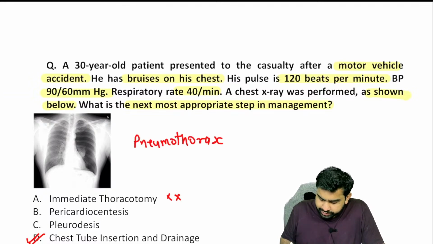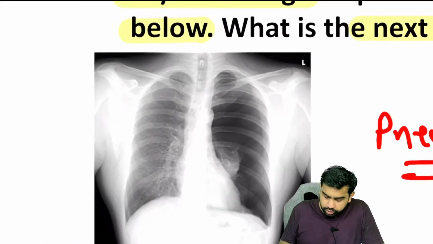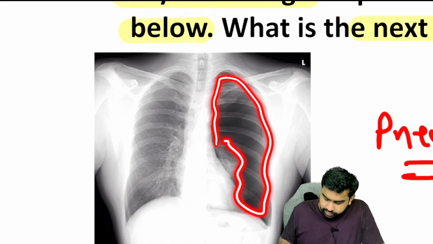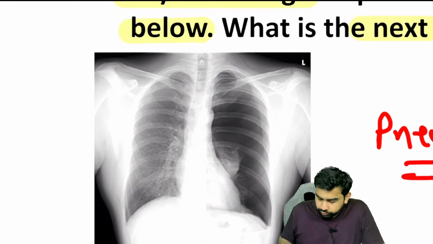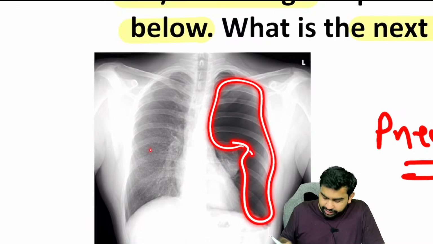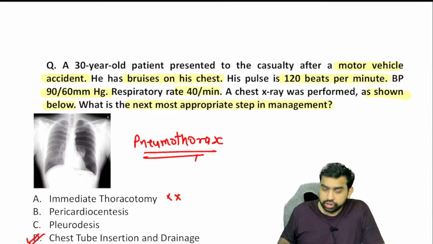Now, why do I say that the diagnosis over here is a pneumothorax? Because I hope you're able to appreciate that this part of the lung is more black as compared to the other side. What has happened over here? The lung has basically collapsed, and this particular part of the lung is more black as compared to the opposite side. So this is what is a pneumothorax.